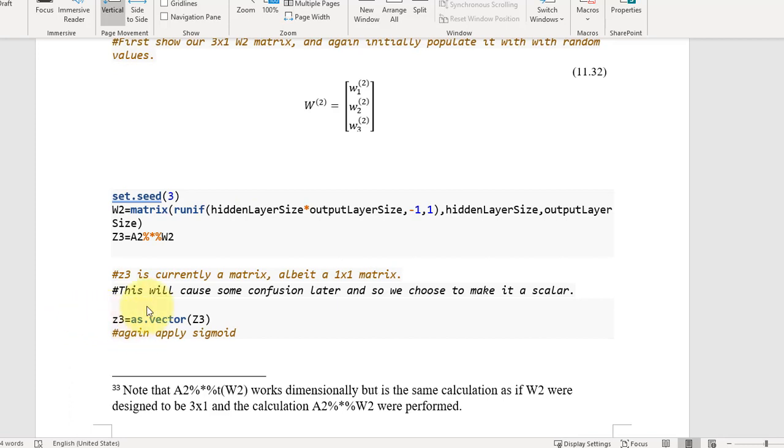Now here we see that Z3 in this is a matrix, but we may convert it. In fact, here we are going to convert it to a vector. That's not necessary, but just doing that. And again, it's definitely not necessary. Now we have Z3, and then we want to pass Z3 through the sigmoid function.